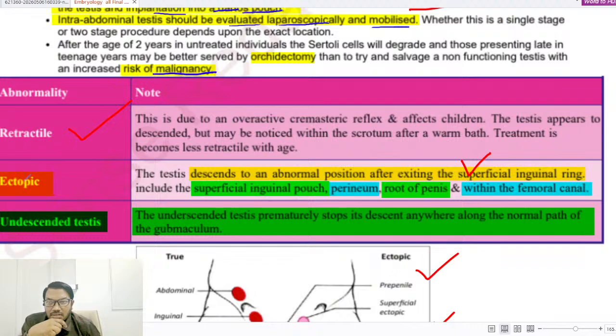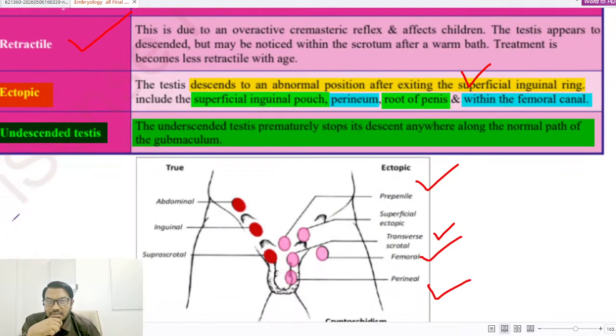It could be retractile, ectopic, or undescended testes. Ectopic testes, from here you will get the question more. Ectopic testes and undescended testes.